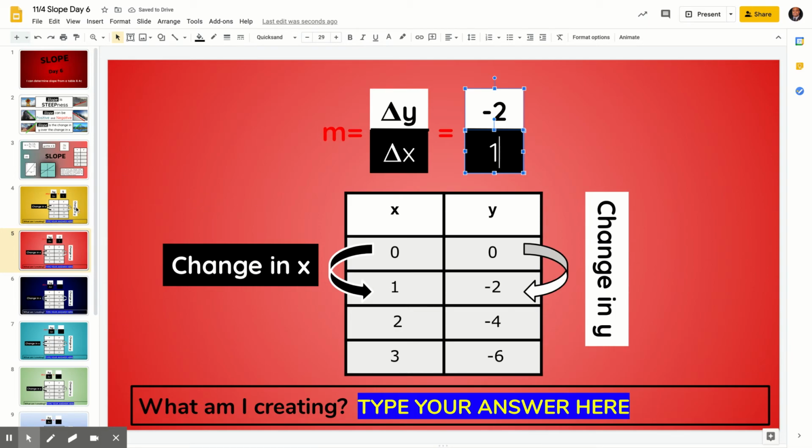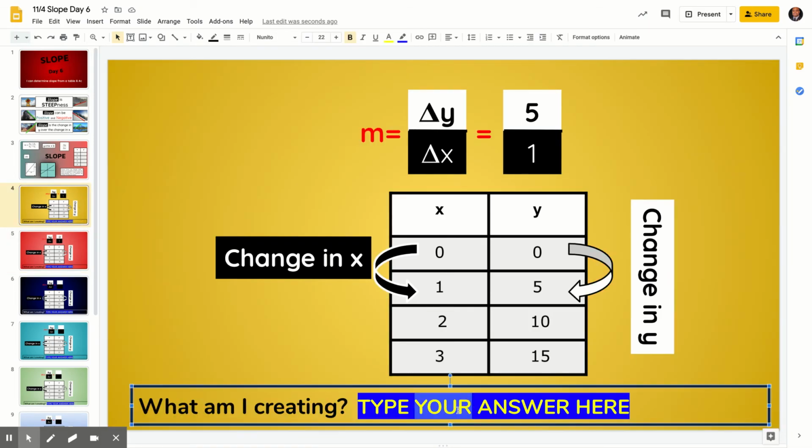And at the bottom, it says, what am I creating or finding? Your answer would be a slope table. I'm probably going to change that word to finding instead of creating. But again, your answer would be slope from a table, is what I should say. Ladies and gents, that's all that we are doing today.